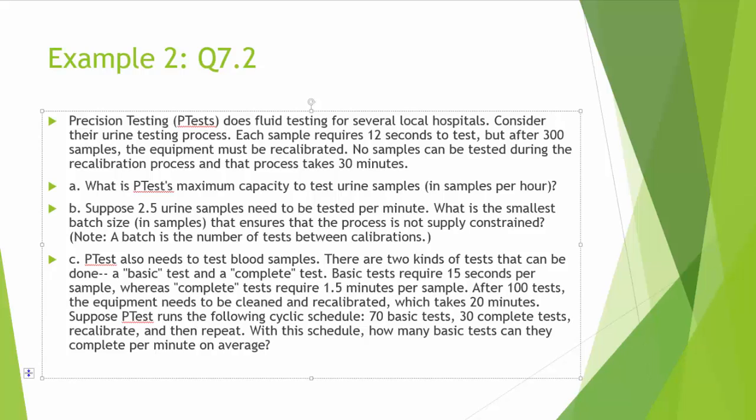Question C. P-test also needs to test blood samples. There are two kinds of tests that can be done: a basic test and a complete test. Basic tests require 15 seconds per sample, whereas complete tests require 1.5 minutes per sample. After 100 tests, the equipment needs to be cleaned and recalibrated, which takes 20 minutes. Suppose P-test runs the following cyclic schedule: 70 basic tests, 30 complete tests, recalibrate, and then repeat. With this schedule, how many basic tests can they complete per minute on average?